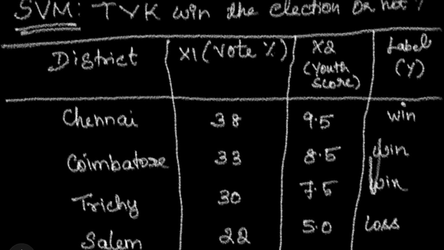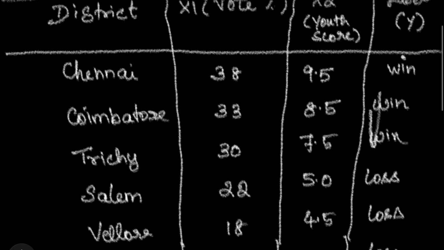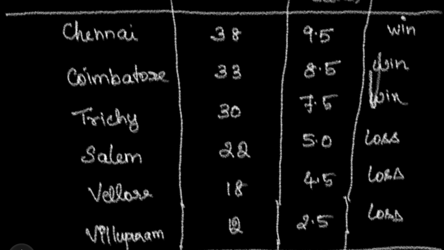Now here in this table we have the district Chennai, which has vote percentage 38 and youth score 9.5. That results in the TVK party winning in the region. Similarly, Coimbatore with x1 and x2 given points wins the label. This is already the data which we have. And Trichy is a district with 30 as x1 and 7.5 as x2. It wins the election.